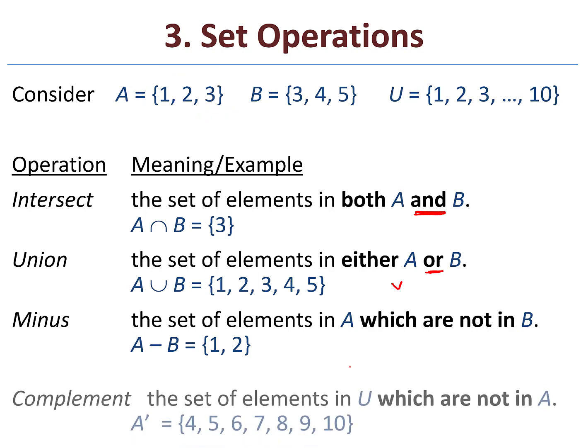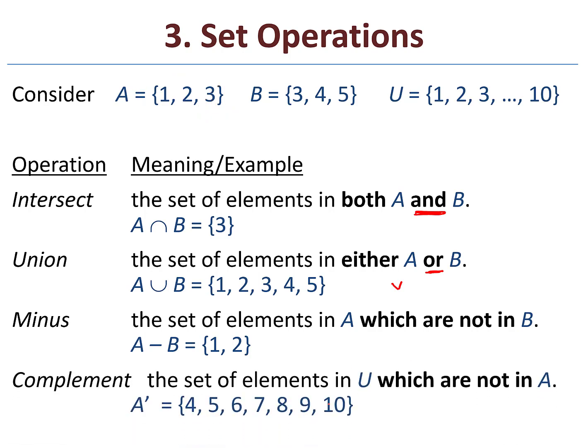And then complement. The set of elements in the universe which are not in A is A prime. So not A. And in this case, A itself contains 1, 2, 3, so A prime, or A complement, is 4, 5, 6, 7, 8, 9, 10.